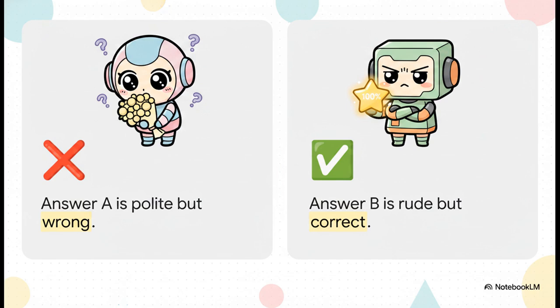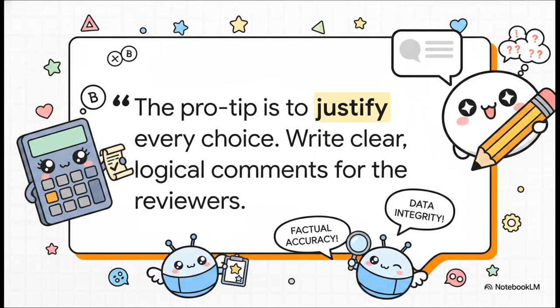So think about our golden rule on perfect accuracy. If you have to choose the absolute best answer between polite but wrong and rude but correct, which one actually demonstrates higher data integrity? Based on the ground truth principle we just talked about, the winner is answer B. You have to pick the factually correct answer, even if it's completely rude, because factual errors absolutely destroy data integrity.